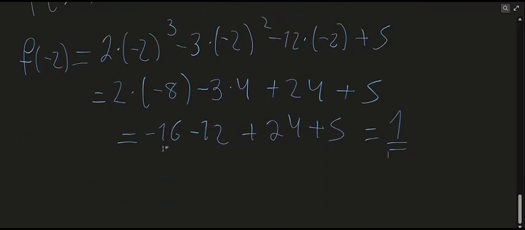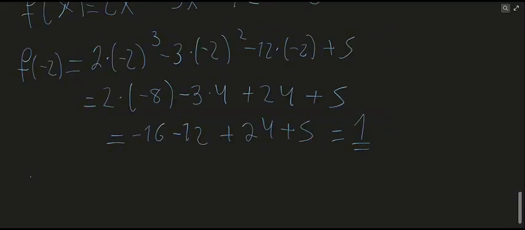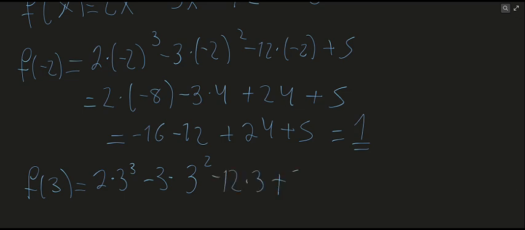Now, let's actually plug in the right endpoint, which is 3. So I'm literally plugging in, replacing what I did above, only with the number 3. So f of 3 is 2 times 3 cubed minus 3 times 3 squared minus 12 times 3 plus 5.